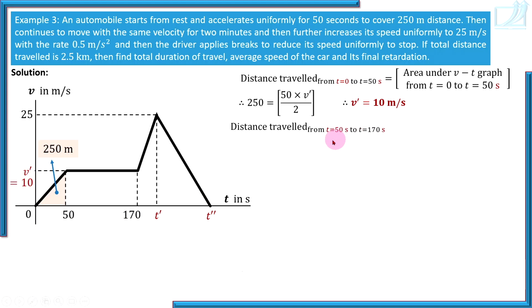Now distance travelled from t equal to 50 to t equal to 170. Area under VT graph from t equal to 50 to t equal to 170.